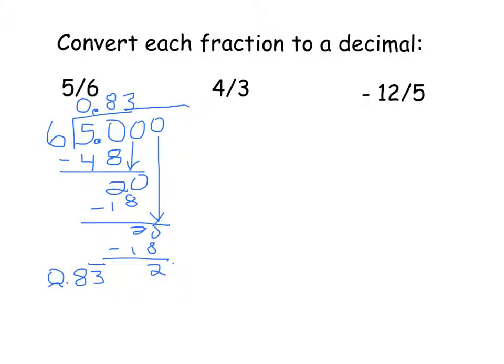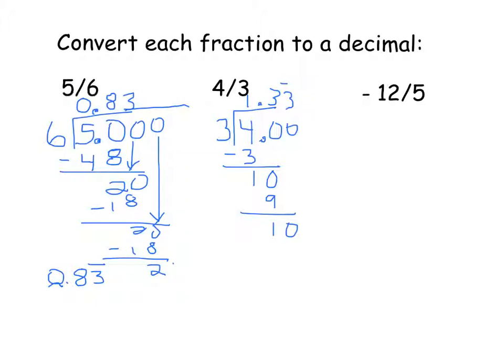So 4/3 we do the same way. 3 goes into 4 how many times? It goes into it once, 1 time. Subtract. We have to add our decimal and a 0, bring the 0 down. It goes into 10 3 times. And we'll quickly see that now we are in that pattern where the 3 is repeating. And some of you might have known 4/3 as a repeating decimal. So 1.3 repeating.